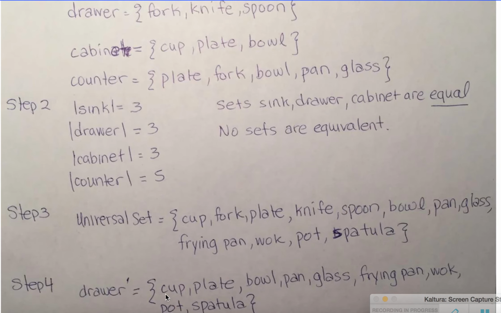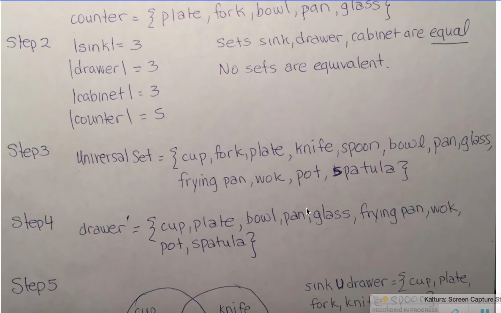So here, for my drawer complement, I have cup, fork is there, so I just remove it, plate, knife is in the original set, remove it. Spoon is in the original set. So bowl, pan, glass. So I have cup, plate, bowl, pan, glass, frying pan, wok, pot, and spatula. Okay, does this make sense?